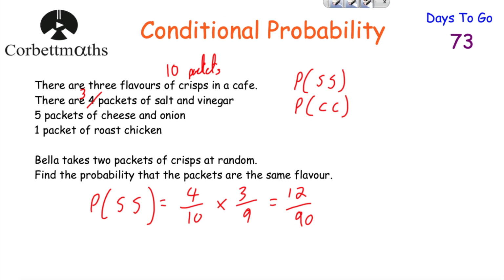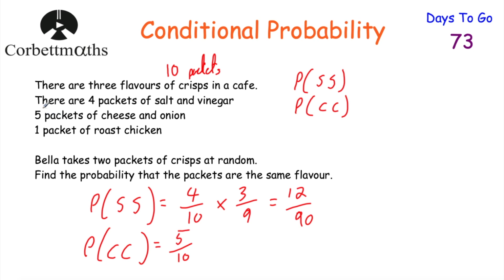Okay, so let's have a look then at the next one, and I'm just going to rub that out again because now we're looking for the probability of cheese and onion. So on the shelf there's 10 packets of crisps, and we want to find the probability of the first one being cheese and onion, so that's going to be 5 out of 10, so that's 5/10. So that's the probability of the first packet of crisps being cheese and onion.